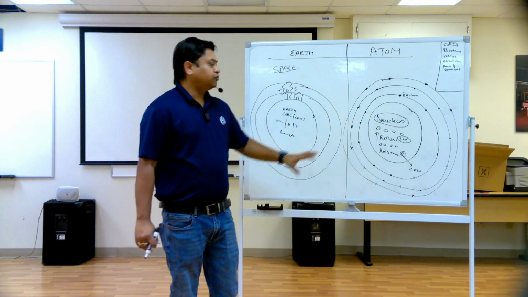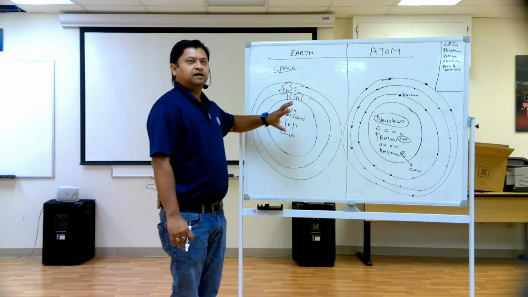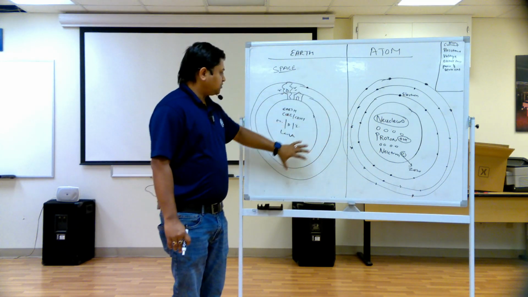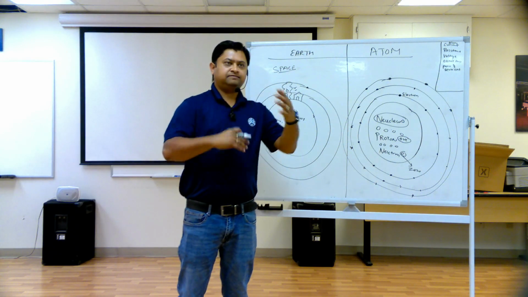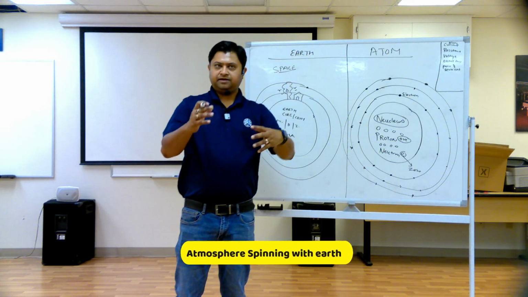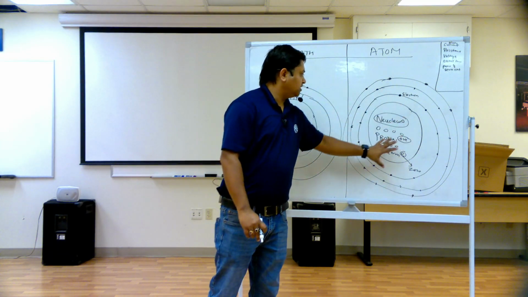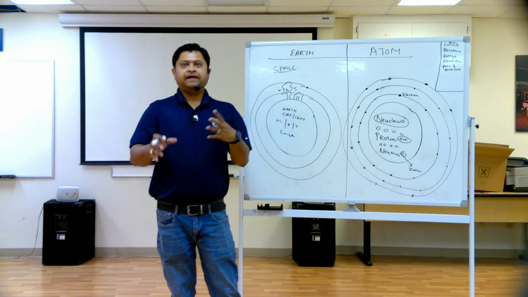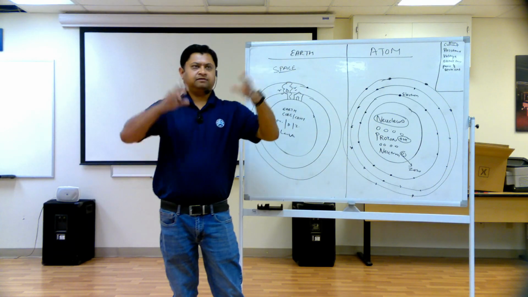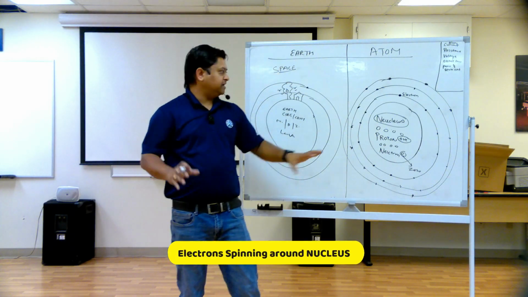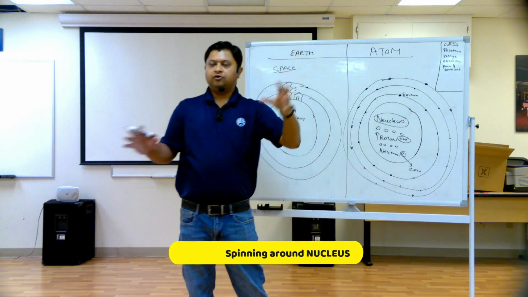Now what this electron does is, just like the Earth's atmosphere is also spinning with the Earth, similarly the electrons are spinning around the nucleus in a haphazard manner. They don't have a direction; they form an electron cloud, going here and there.